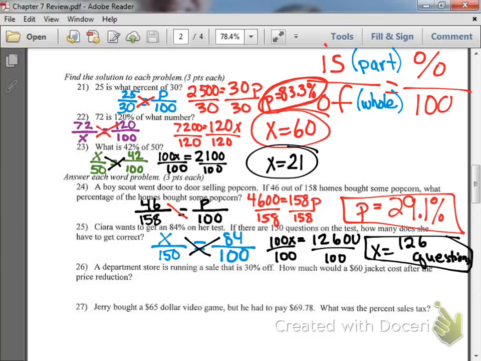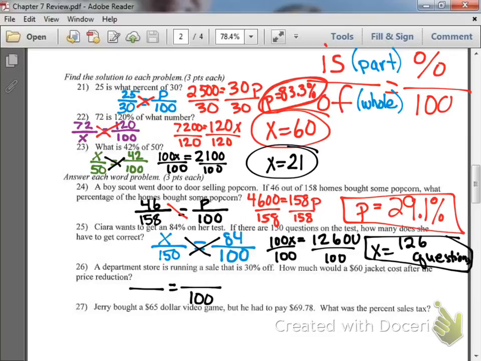Alright, if you've started to tune me out, tune me back in because this is a really important one. The sales tax and the discounts, you guys, you're getting so close, you're usually just forgetting one little step at the end or one little step at the beginning, depending on what the problem looks like. So, for number 26, there's a sale on a jacket for 30% off. I want to know what you're going to pay. What does the jacket cost after the discount?